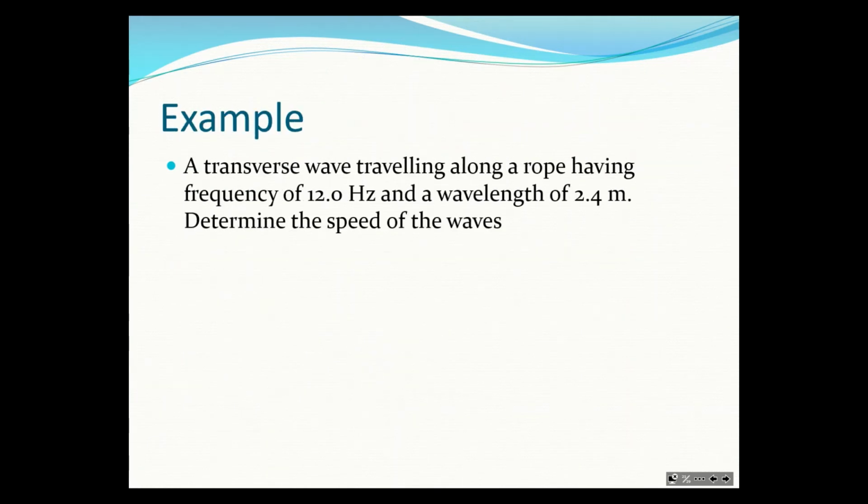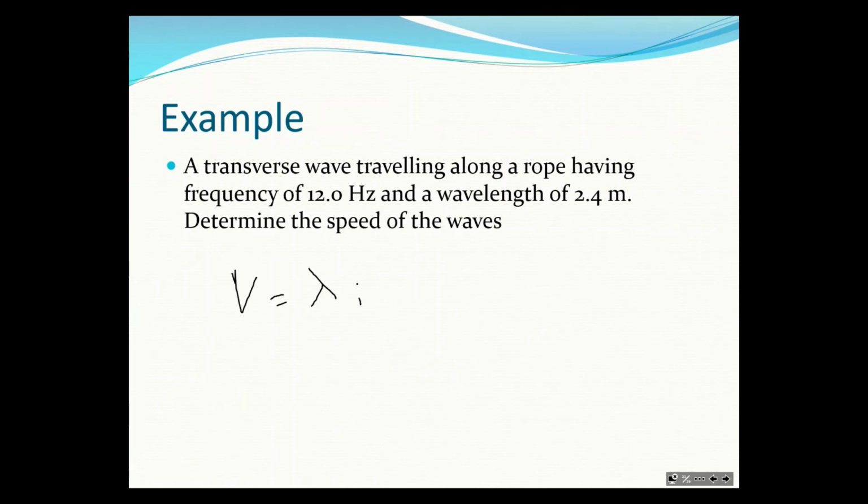Okay, let's do a couple of questions, and then that's it. Let's see what we have for questions. A transverse wave traveling along a rope has a frequency of 12 hertz and a wavelength of 2.4 meters. Determine the speed of the wave. This is the easiest question. I'm just going to do it on here.